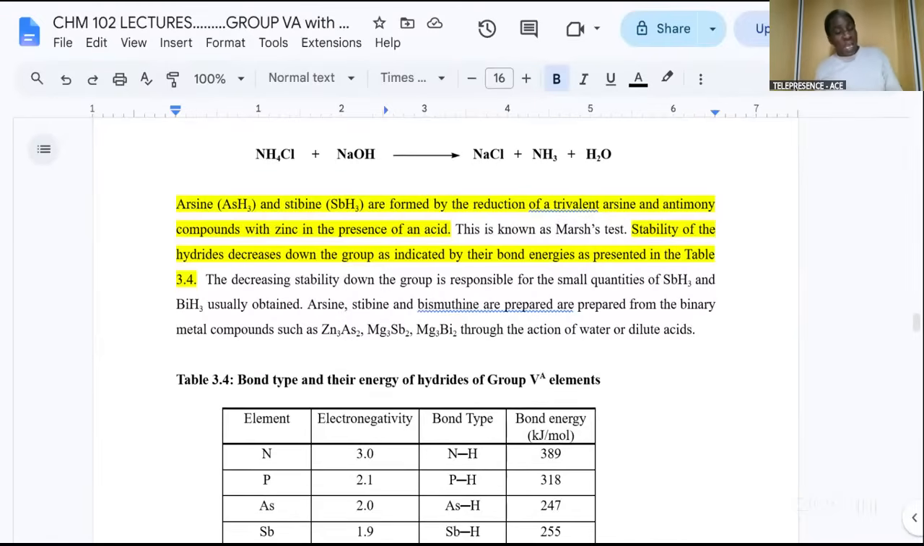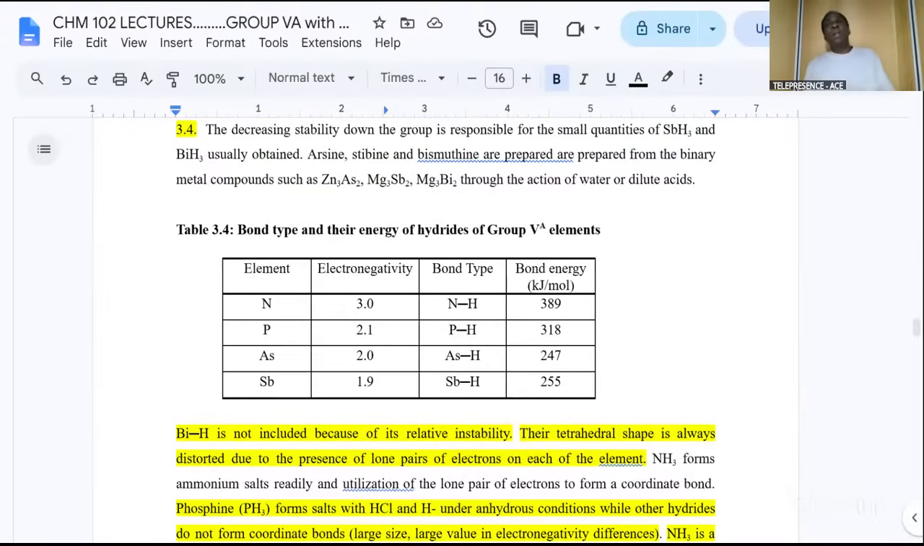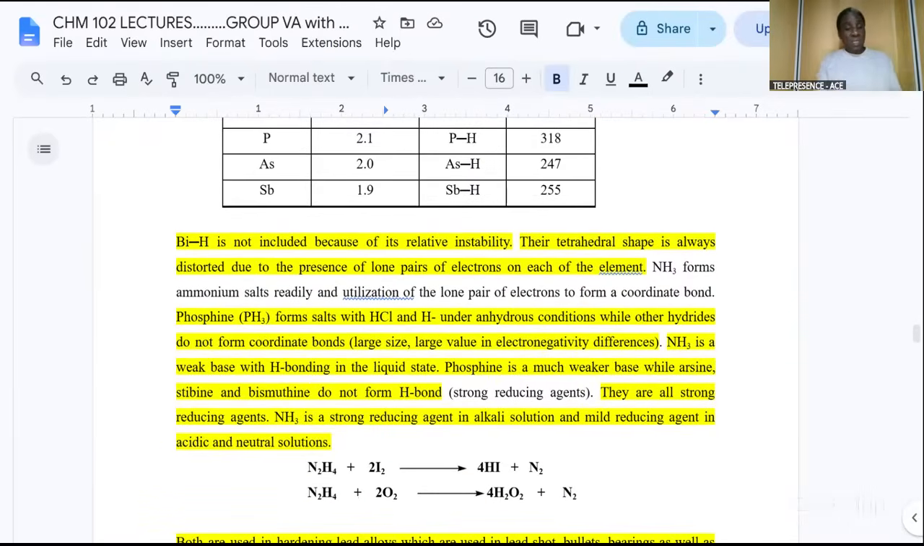The stability of the hydride decreases down the group. Why would the stability of the hydride decrease down the group? This has to do with the electronegativity and the what? And the bond length. As the size increases, the bond length also does what? Increases. And as the bond length increases, the stability decreases. A very long bond will be much easier to break than a short bond.